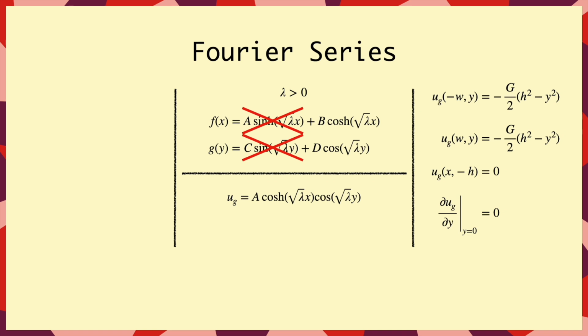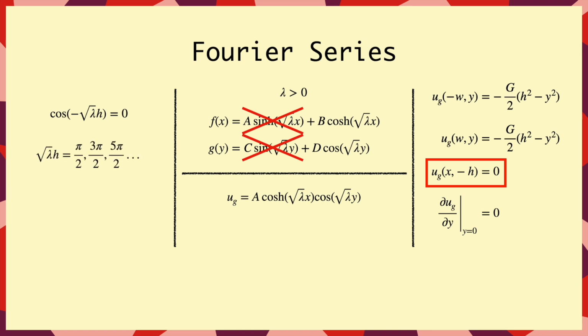and we can write the boundary conditions back in terms of ug. Now, the bottom boundary condition is automatically satisfied by the way we chose our functions, but the one above it isn't. To meet that condition, we need cosine of minus root lambda h to be 0, which means that root lambda h must be an odd multiple of pi by 2. And if we write that properly in terms of an index n, it's clear that we've actually got infinitely many possible values for lambda. So which one is it?